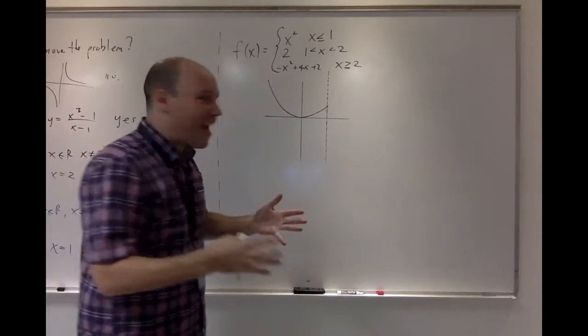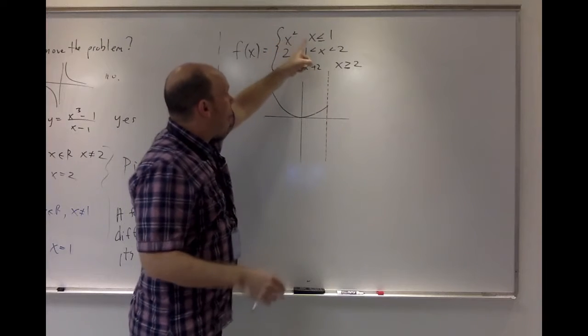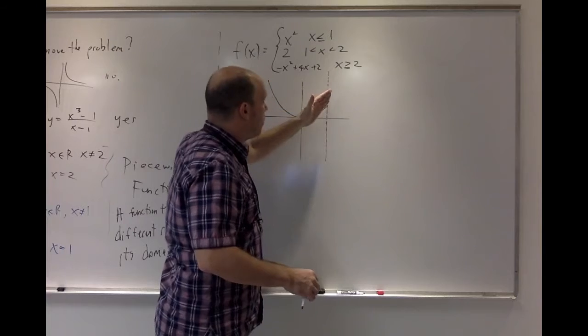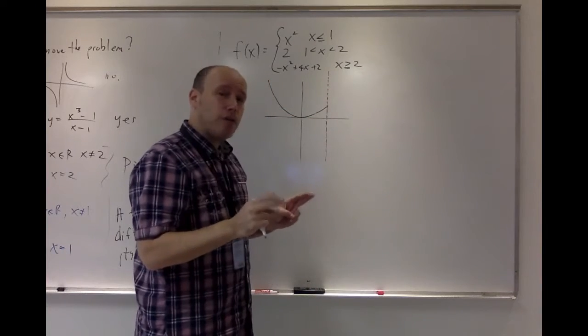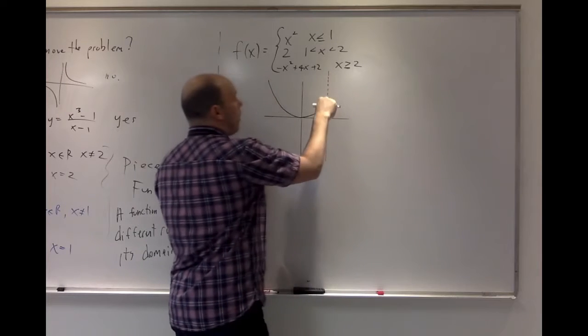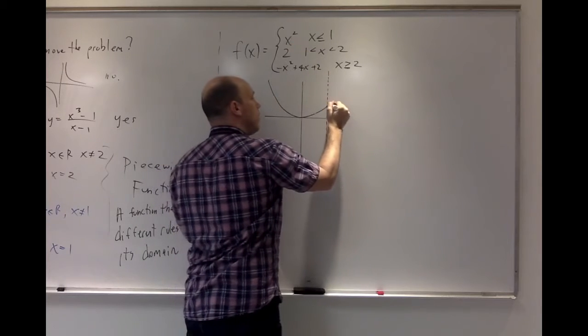So we can see that I have x squared for x less than or equal to 1. So it looks like a smile, and then it just stops. Okay, now the question is, what is this point here? Well, at 1, that's (1, 1).